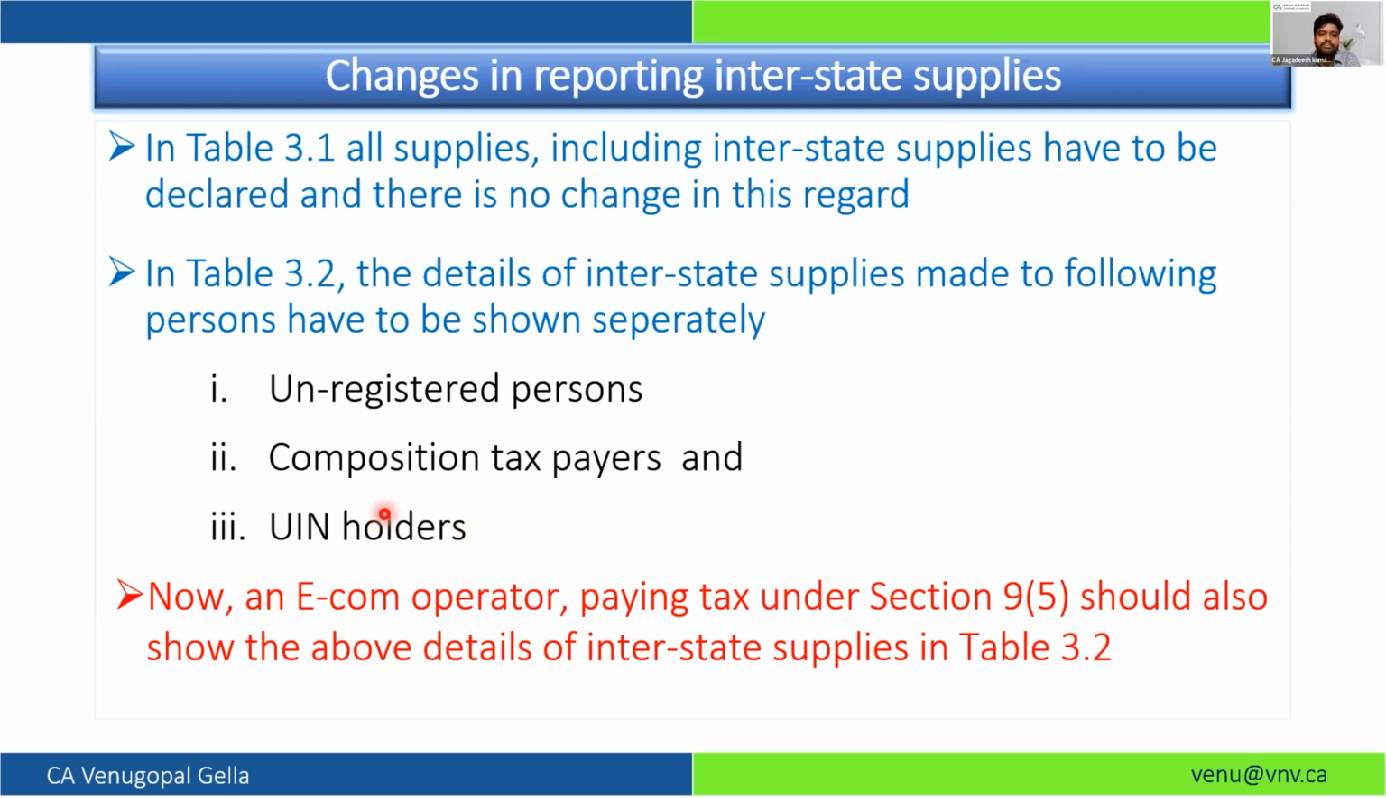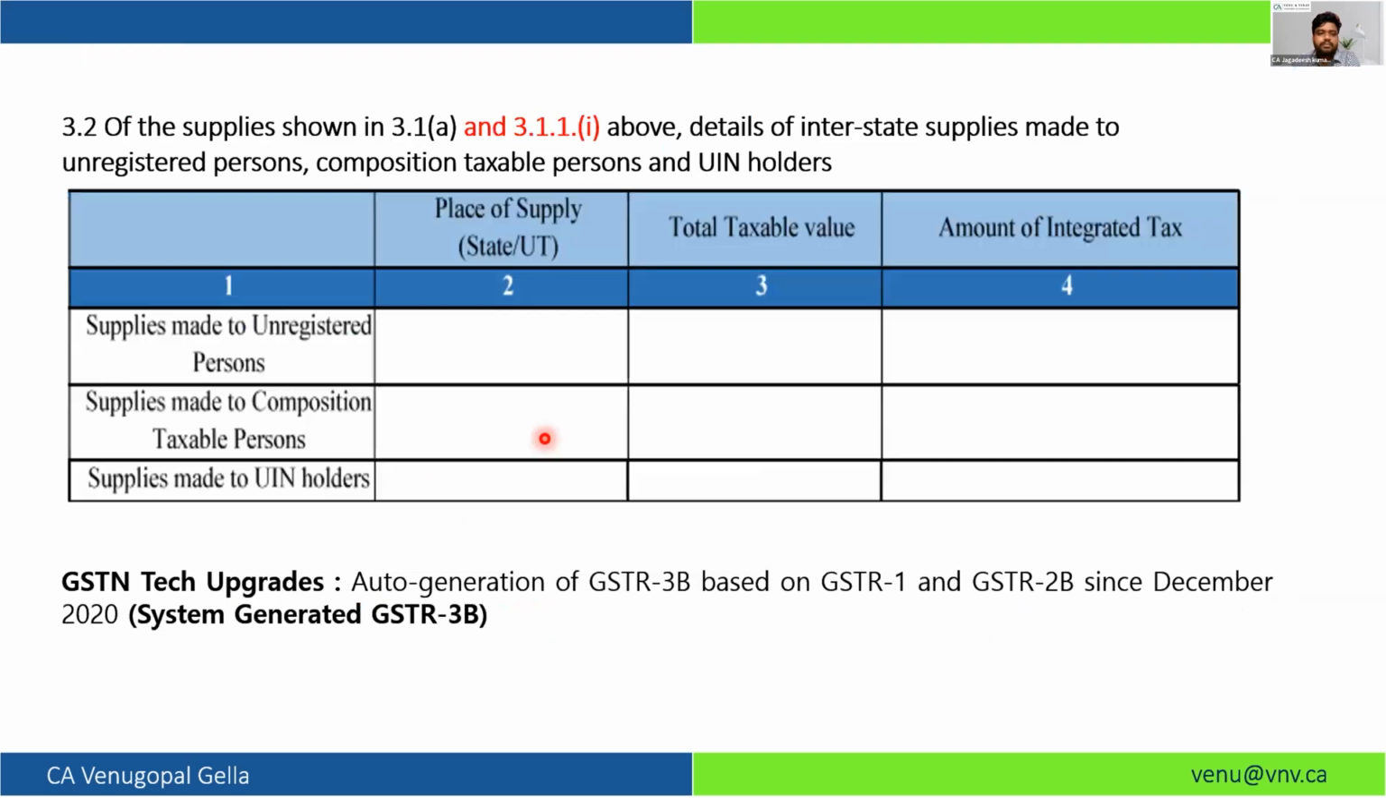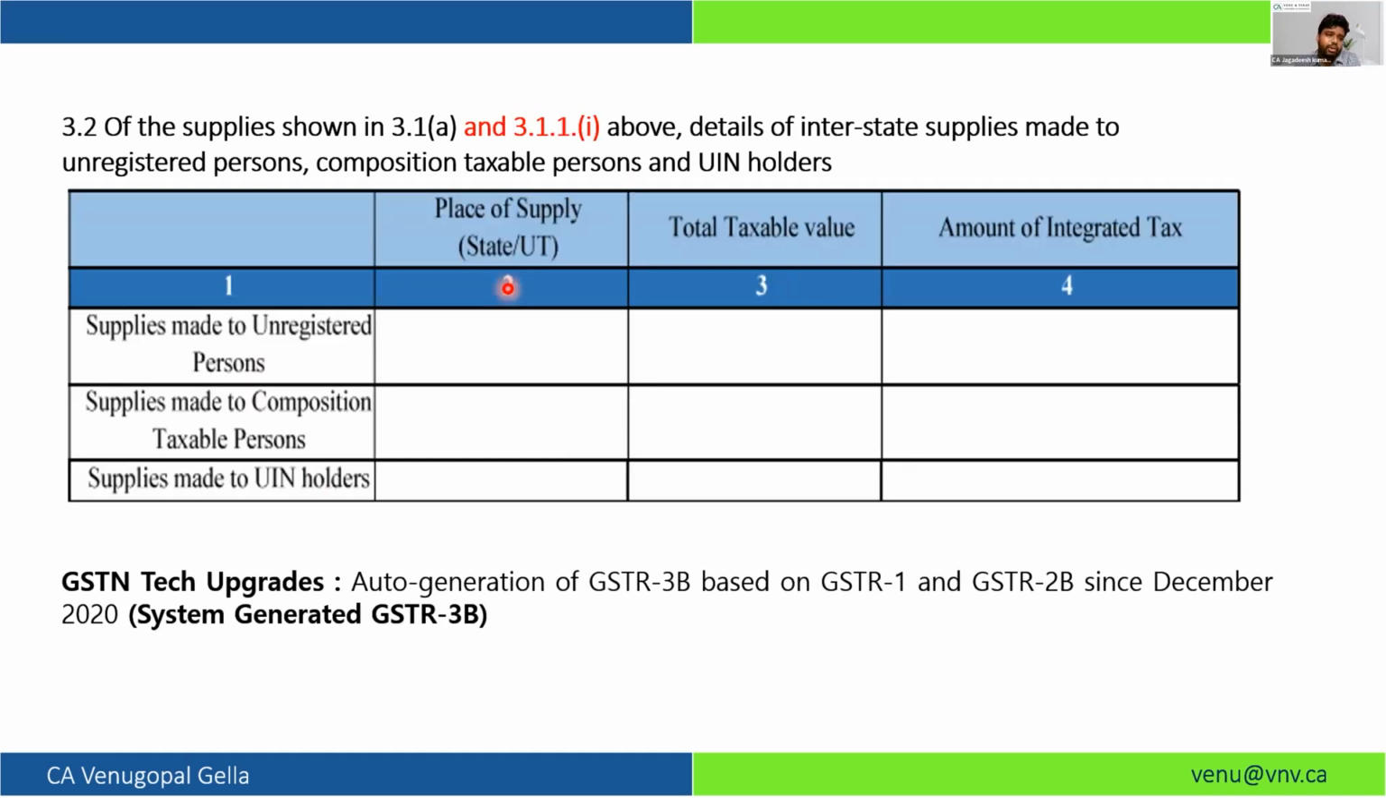Even the e-commerce operator is also required to furnish the details in this table 3.2. So this is the table. All the interstate supplies made to these unregistered, composition and UIN holders, with the correct place of supply, need to be reported in table 3.2. Okay. Move on to the next slide. So these are all the changes with respect to the outward supply. Now we'll see what the changes are with respect to the input tax credit.